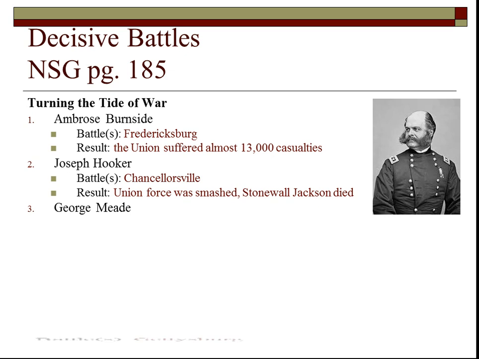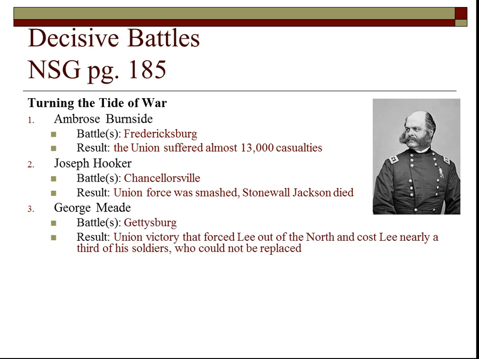George Meade, this is the Battle of Gettysburg, and the Union victory forced Lee out of the North and cost Lee nearly a third of his soldiers, who frankly could not be replaced.